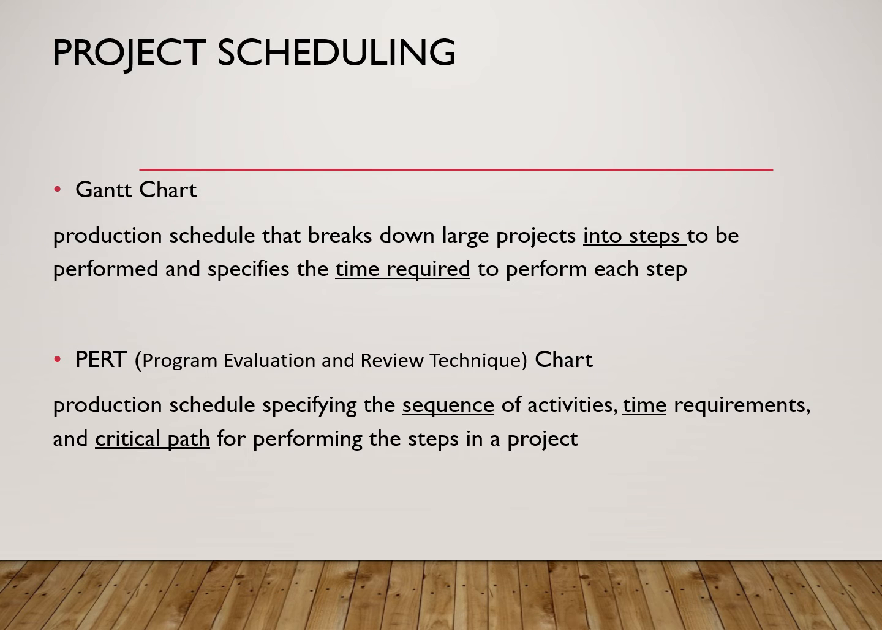So we have two popular charts used in project scheduling. The Gantt chart is a production schedule that breaks down large projects into steps to be performed and specifies the time required to perform each step. The PERT chart, or the Program Evaluation Review Technique chart, is a production schedule specifying the sequence of activities, time requirements, and critical path for performing the steps in a project.